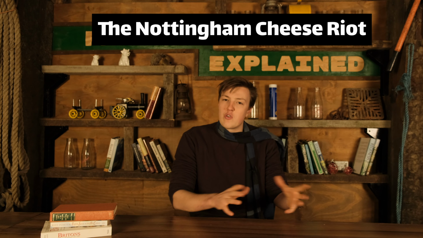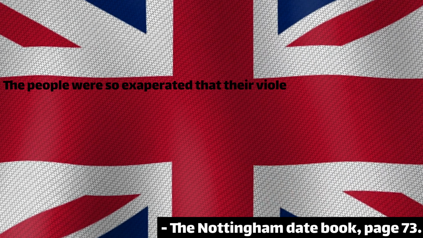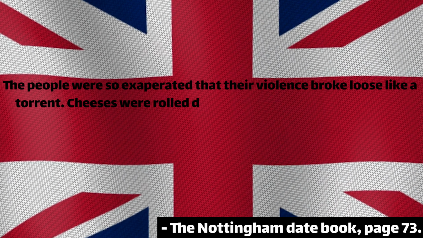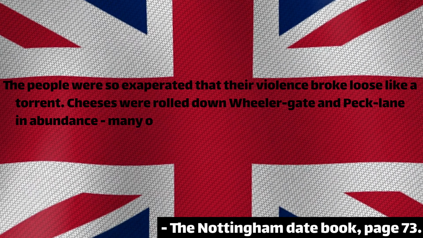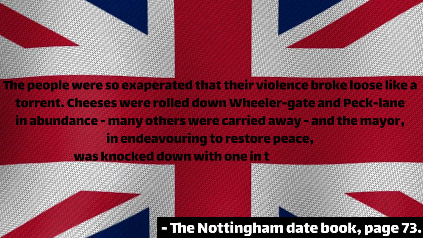They got particularly bad in 1766, where events like the Nottingham cheese riots saw mobs erect roadblocks to prevent the movement of cheese. "The people were so exasperated that their violence broke loose like a torrent. Cheeses were rolled down Wheelergate and Peck Lane in abundance. Many others were carried away, and the mayor, in endeavouring to restore peace, was knocked down with one in the open fair." So this greater population was providing both an economic and political incentive to produce more food.